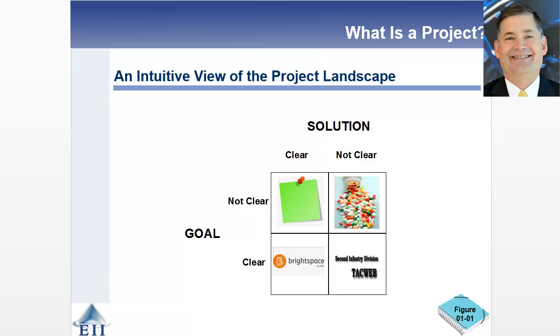Again, the goal is not really clear. The solution is not clear. You don't even know if the goal is achievable. And then let's now shift over to an example where the goal is not clear and the solution is clear.